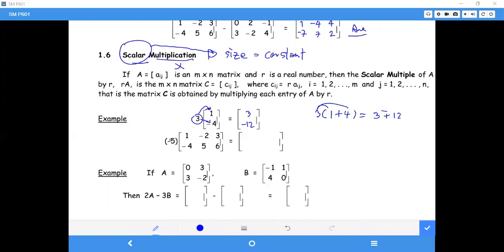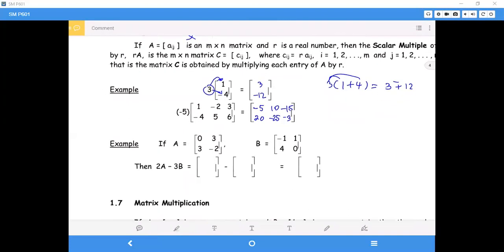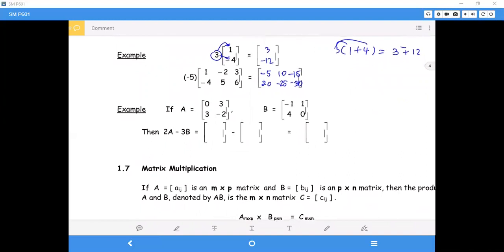Okay, let's go to the next one. Negative 5 multiplied with 1 is negative 5. Negative 5 times negative 2, we have 10. This is 15, with a negative in front. This one, negative times negative is positive. This rule always holds true. So we have positive 20, that is negative 25, and that one is negative 30. Very easy, piece of cake.